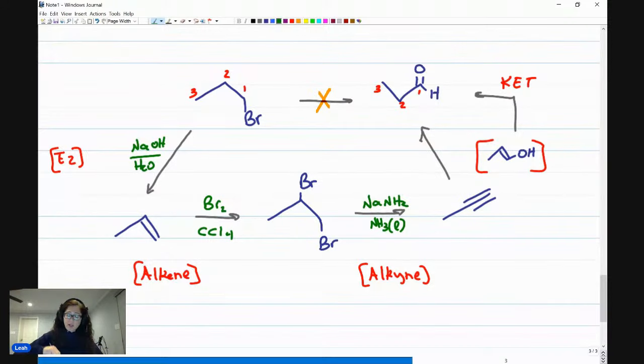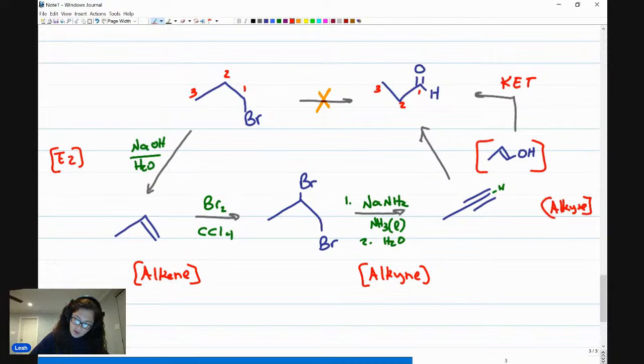In NH3 liquid, it's going to deprotonate the terminal hydrogen right there. And so I do want to add step 2, H2O, to put that hydrogen back because that's not the reaction we're after here. And then this is another alkyne reaction.